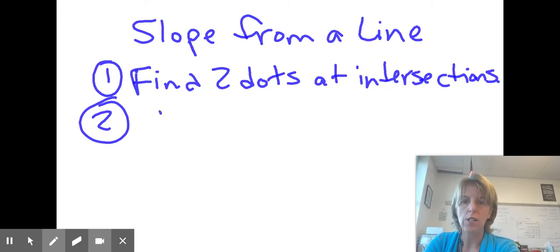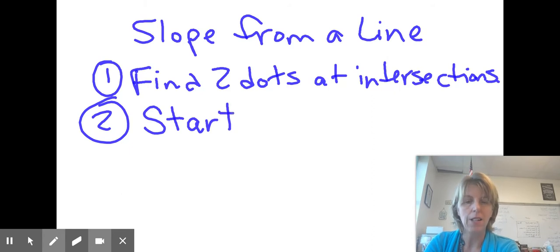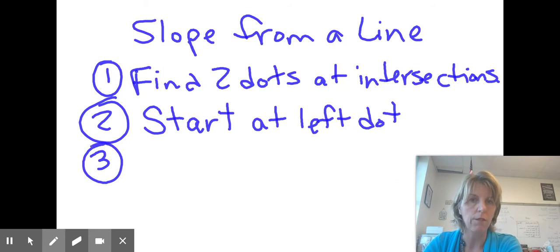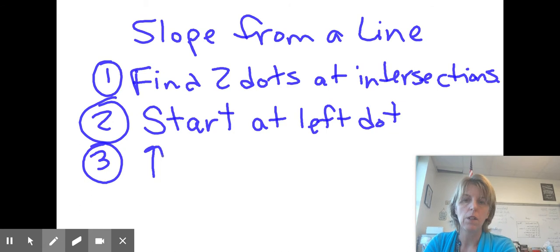Then I always suggest that you start at the left dot. There are more than one way to solve these, but I think it's easiest if you start at the left dot. And from the left dot, I'm going to imagine I'm going to park my car there. So I call number 2, park the car, is what I call that one. And then from there, we're going to go up or go down. I call that the elevator. So we're going to elevator up or elevator down.